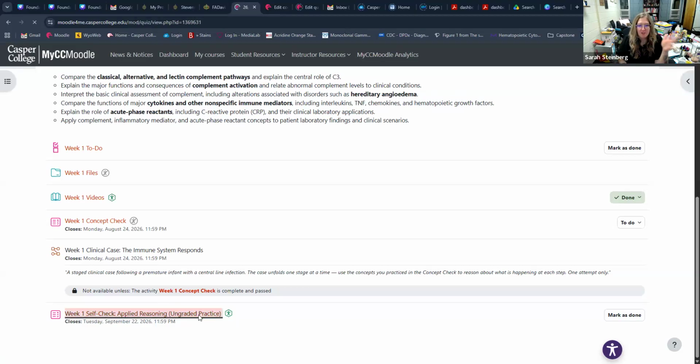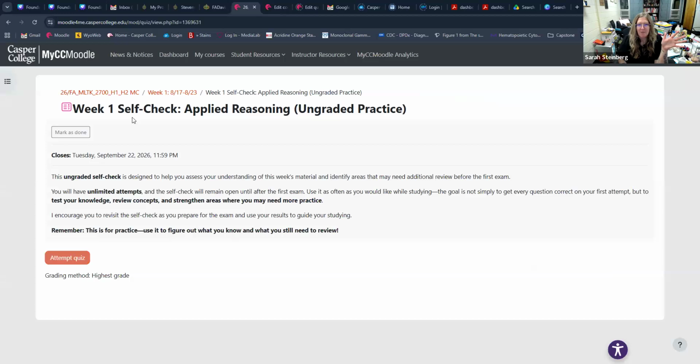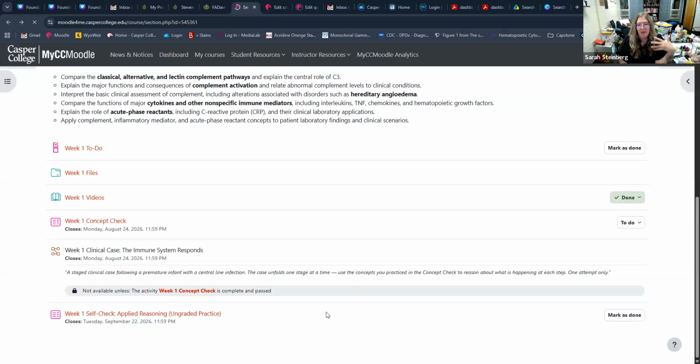And then week 1 self-check applied reasoning. I'll probably rename this to week 1 applied reasoning ungraded practice, since we do have separate graded self-checks that are actually a part of your grade. Again, it's unlimited attempts to test your knowledge, review concepts, and strengthen areas. You don't have to do them, but I always want to provide you with the most resources for you to be successful.